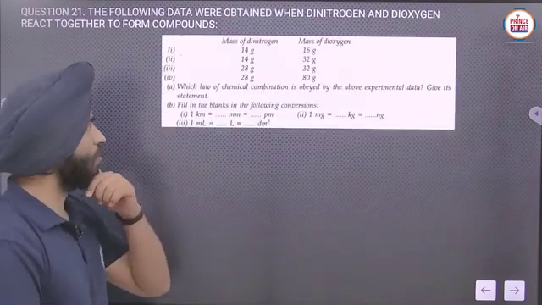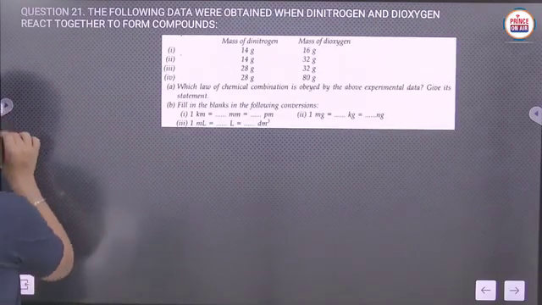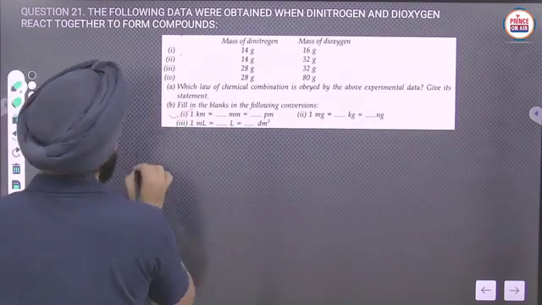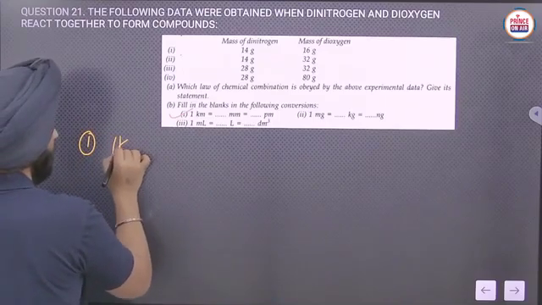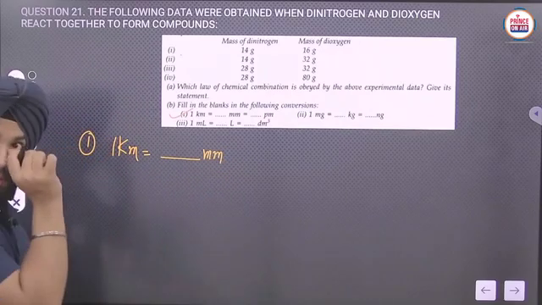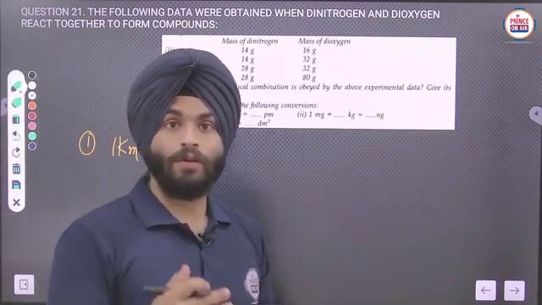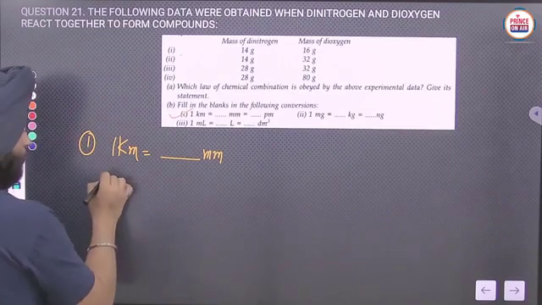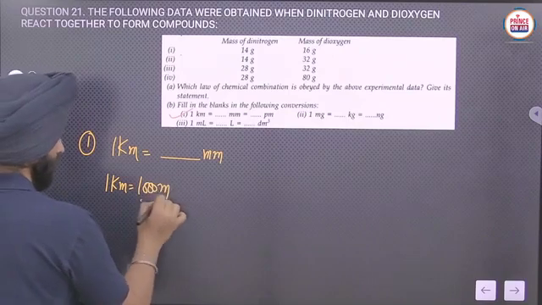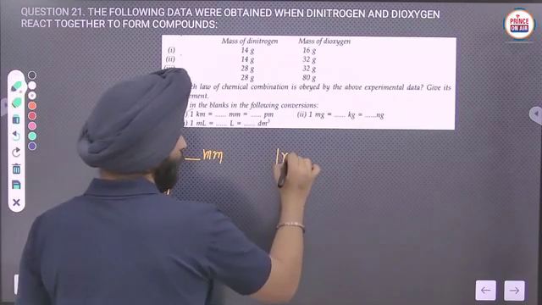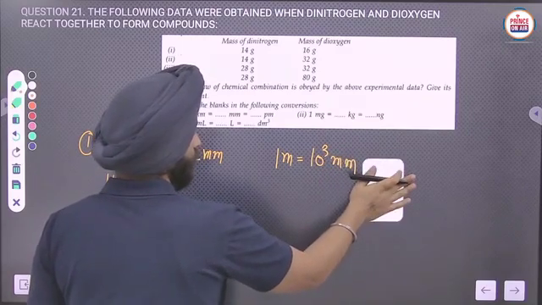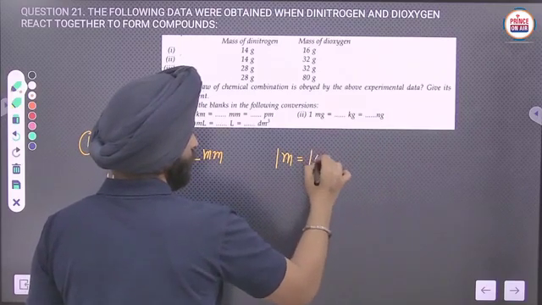This question is on conversion. Related to the conversion here, first is: 1 kilometer is equal to how many millimeters? In millimeters we have to convert. So do that question here. We know that 1 kilometer is equal to 1000 meters, and as we know, 1 meter is equal to 10^3 millimeter, or you can say 1000 millimeter.